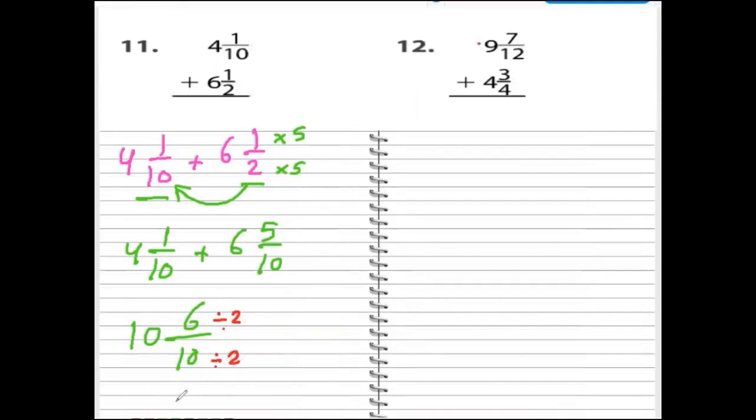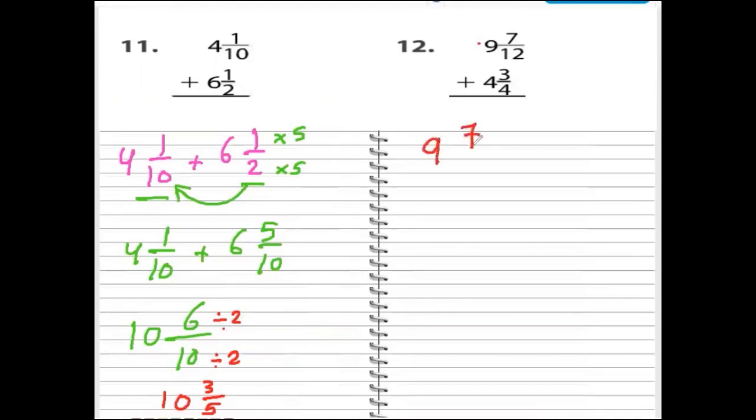Okay, so the final answer is going to be 10 and 3 over 5. If you want to make this step, it's going to be better. Okay, we'll move to question 12.